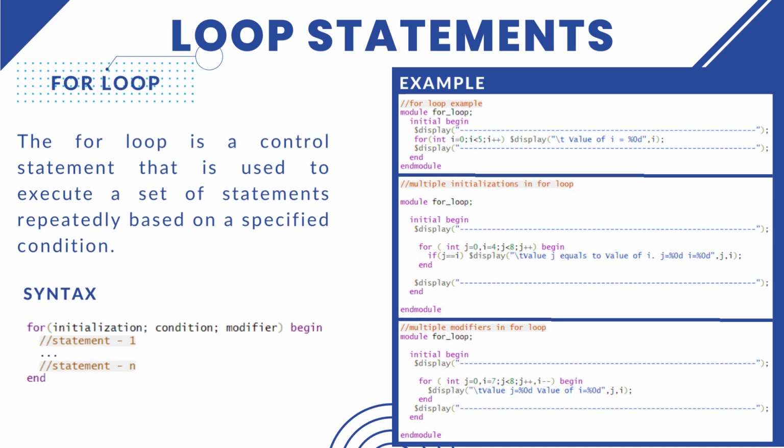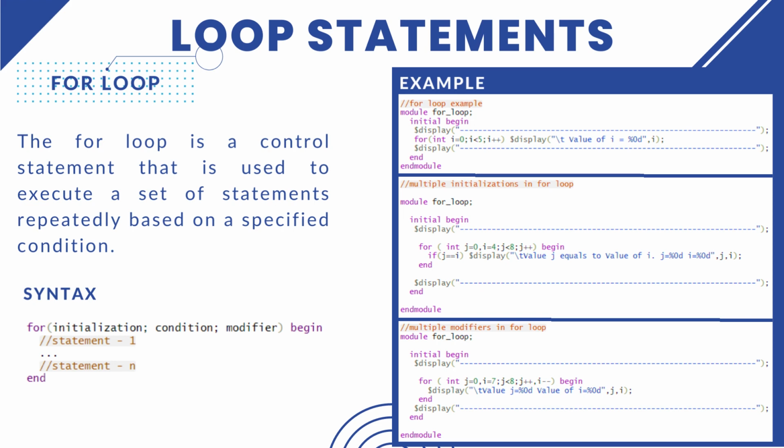Let's start with the for loop. The for loop is a control statement that is used to execute a set of statements repeatedly based on a specified condition. In Verilog, the for loop has some limitations. The control variable of the loop must be declared before the loop, and it allows only a single initial declaration and single-step assignment within the for loop. However, in SystemVerilog, the for loop is enhanced and allows for more flexibility.